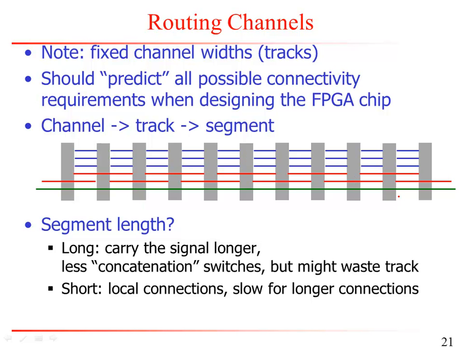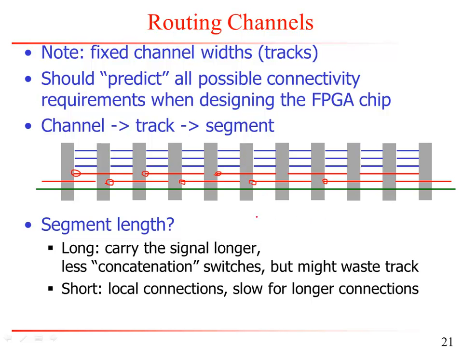So that's the downside of it. And of course, the other question would be the offset of the switches. So here you have track 2 of length 2 that starts on these switch boxes, and then you have another set of track 2 segments that start here. So you could stagger the location of these.